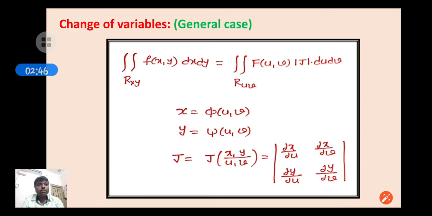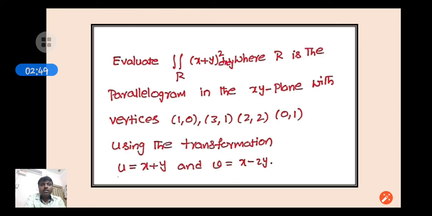Based on this we can go through a few examples here. Let's say one of the important problems. Evaluate the double integration over the region R of (x plus y) whole square dx dy, where R is the parallelogram in the xy plane. So our region is a parallelogram in the xy plane with the vertices (1, 0), (3, 1), (2, 2), (0, 1). These are all the four points of the parallelogram.